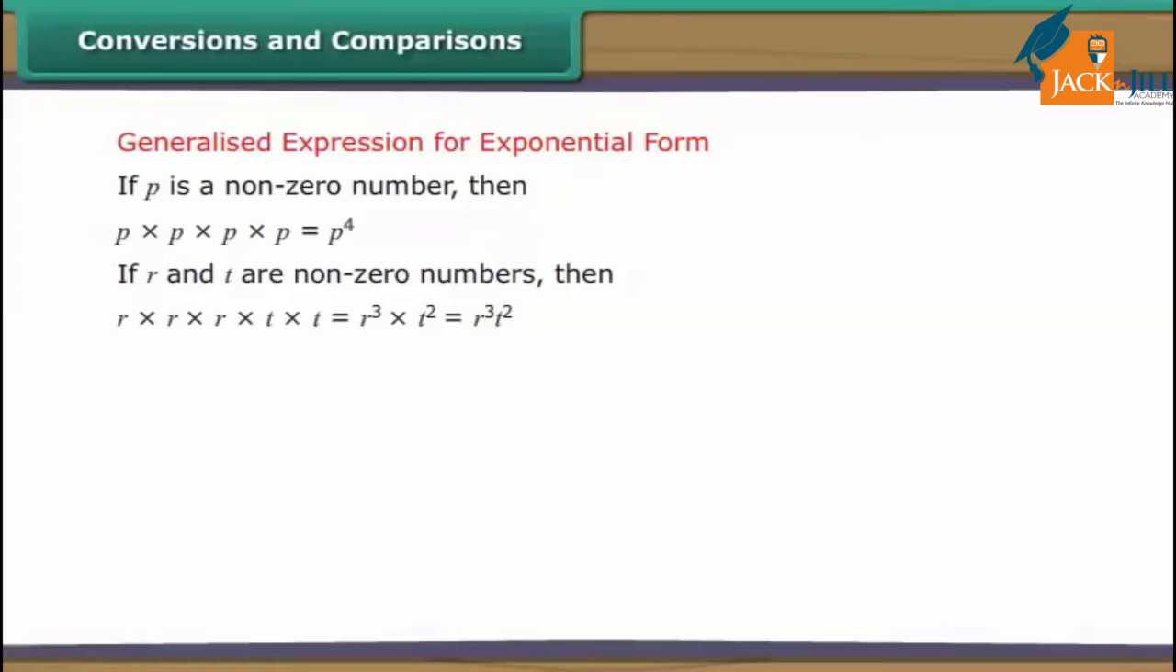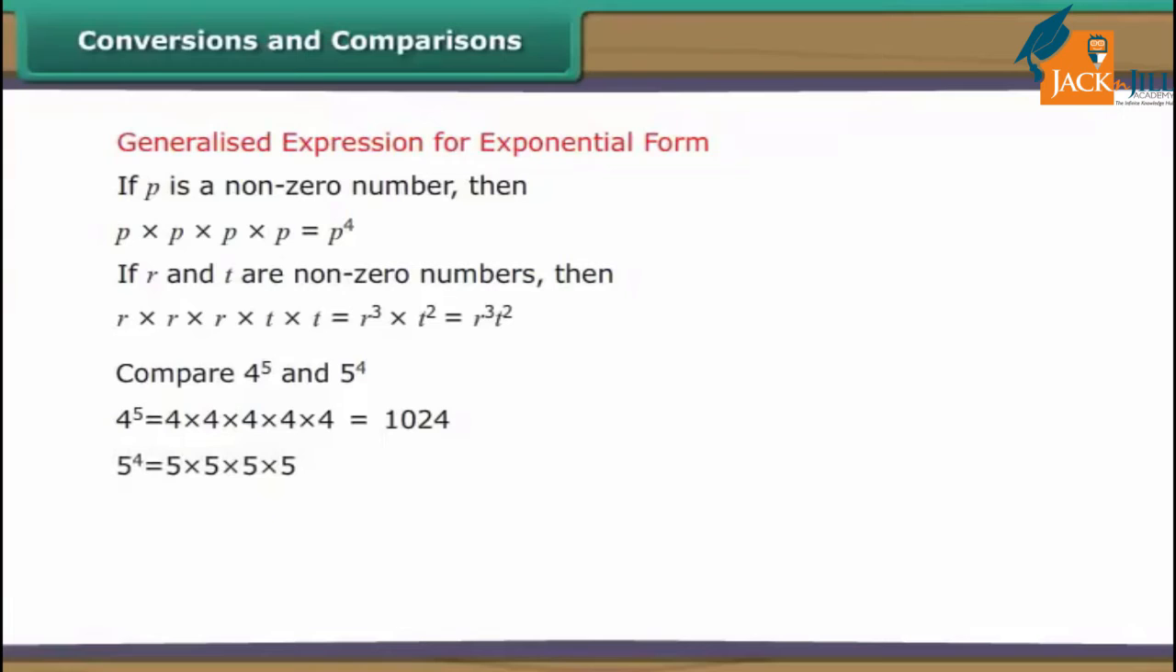Comparisons. Let us now compare numbers expressed in exponential form. Let us begin by comparing 4 raised to the power 5 and 5 raised to the power 4. 4 raised to the power 5 is equal to 4 into 4 into 4 into 4 into 4, which is equal to 1024. 5 raised to the power 4 is equal to 5 into 5 into 5 into 5, which equals 625. 1024 is greater than 625. Therefore, 4 raised to the power 5 is greater than 5 raised to the power 4.